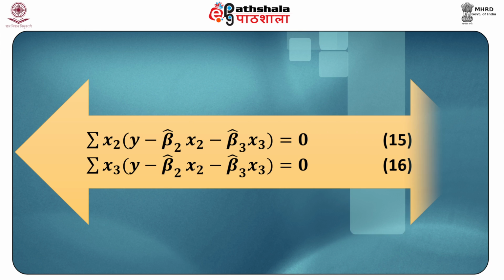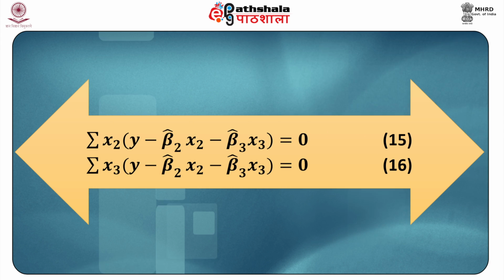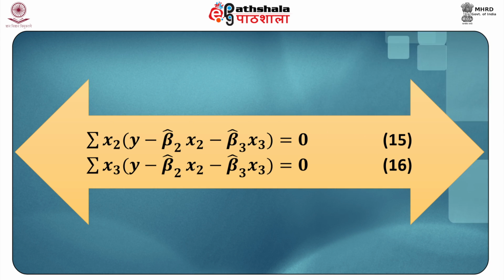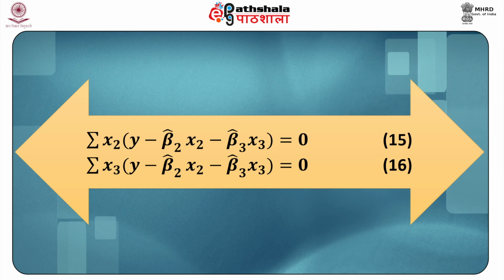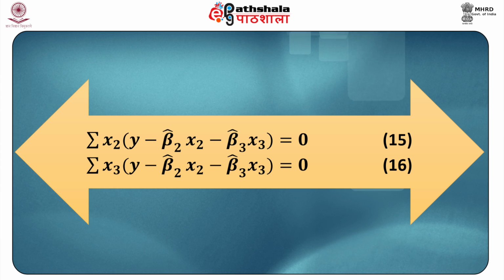If we ignore this i subscript, because we know by now that i ranges from 1 to n, the 11th and 12th equations can be written as sigma x2 into y minus beta 2 hat x2 minus beta 3 hat x3 equal to 0, and this is equation 15. Similarly, we also obtain sigma x3 into y minus beta 2 hat x2 minus beta 3 hat x3 equal to 0, and this is our equation 16.